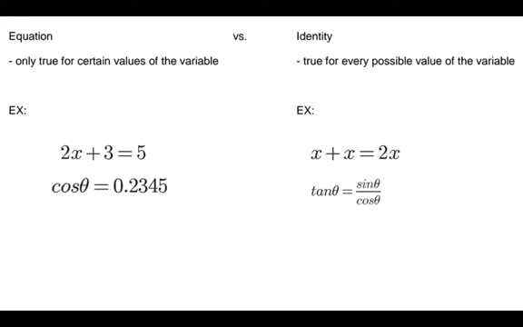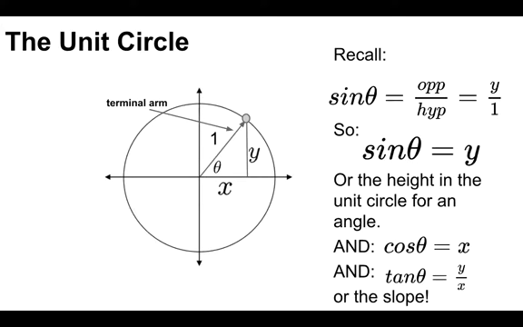Tan theta is sine over cos. This is an identity. It's true for everything. Every value that we can put in for theta, it's true. So this is back to the unit circle. This is kind of a review slide, to make sure that we understand this from lesson 2. The point goes around the circle.